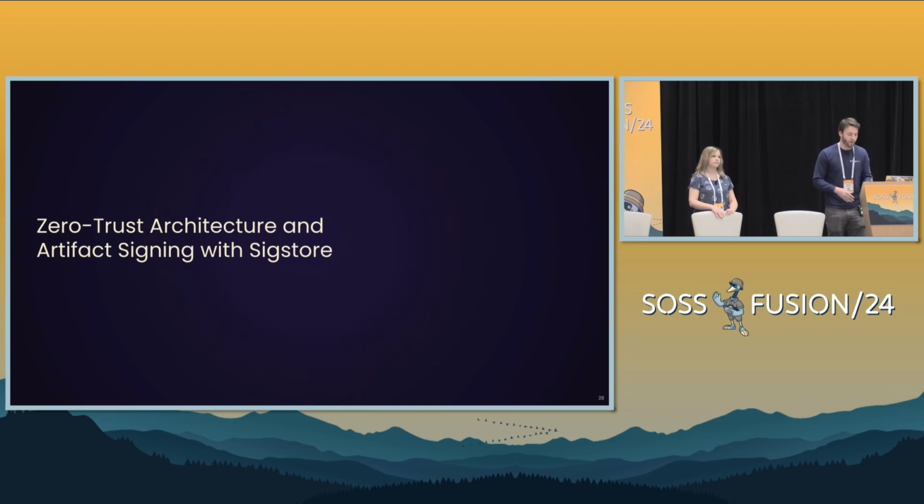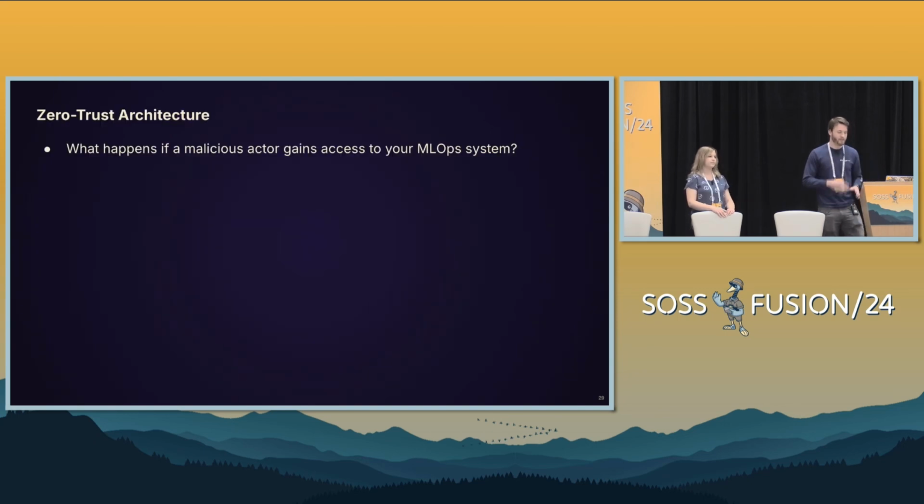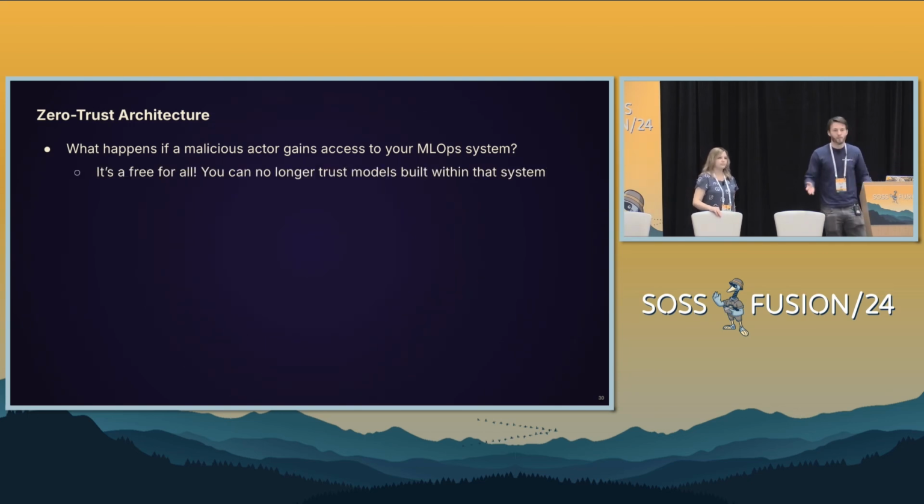And to really hammer home why this is important, we can consider some scary hypotheticals that could happen to an MLOps system. What would happen if, for instance, a malicious actor gained access to your private model registry, like your MLflow registry, by using one of those exploits? Well, it would be a total free-for-all. They could do whatever they wanted. You wouldn't be able to trust any of those models sitting in storage anymore.